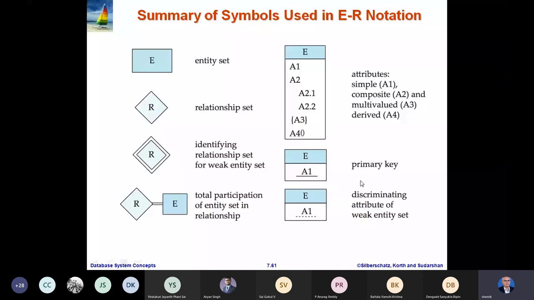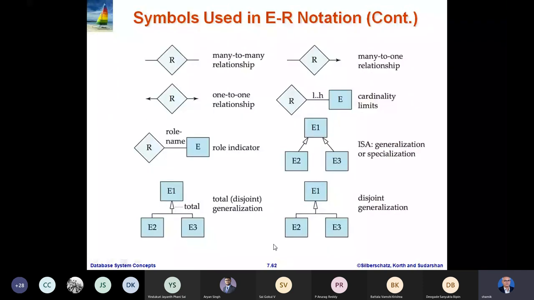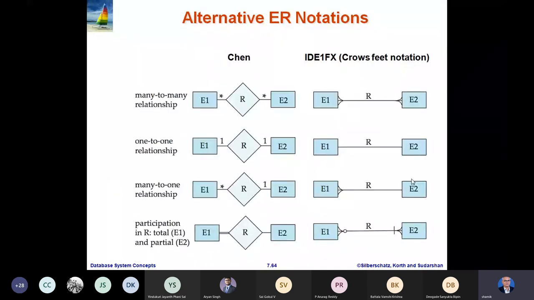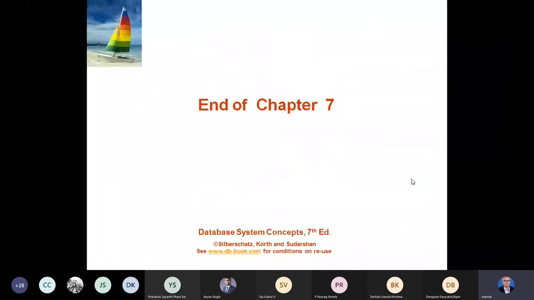These are, of course, what we have already discussed before, the summary of symbols, and the symbols that are used in notation. So in this example, if you remember, the dotted line and total, we said that disjoint generalization, and partial is the default. And the other alternative ER notations we have also already talked about. So that brings us to the end of this chapter 7.